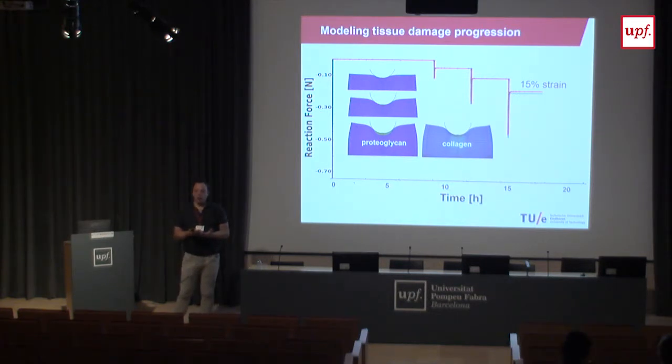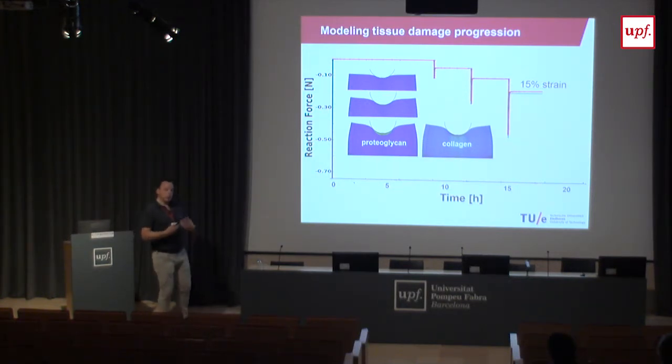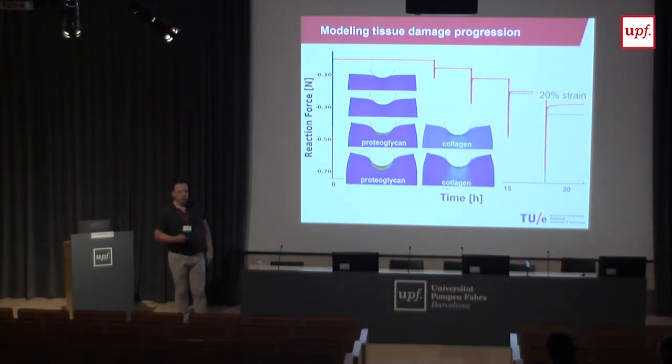Now what you can do in your model, and you cannot do in the experiment, is tell the model, okay, damage is happening, or tell it to just continue without any damage. Of course, in the experiment there's always damage. But in the model you could say, continue without damage. If you think there's no damage, you get the blue line. If there was damage, you get the red line. And if you continue to 20% strain, you see that they really start to deviate. As a result of the damage, your tissue gets softer.